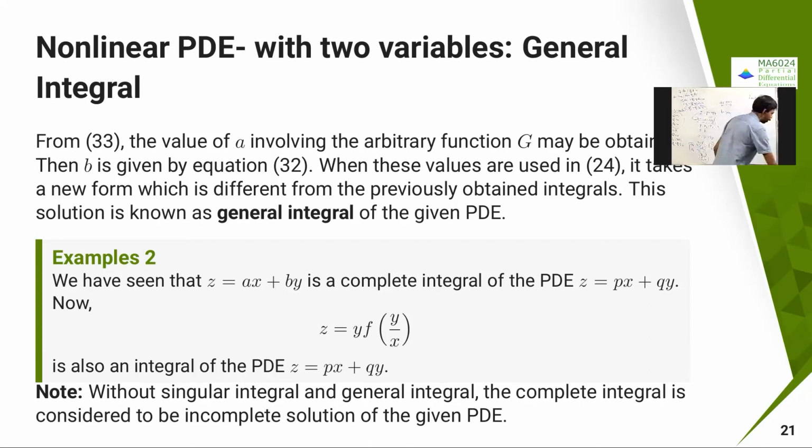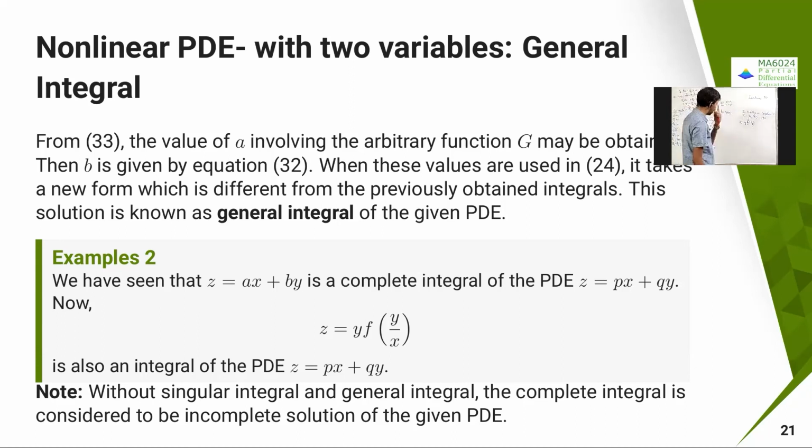Okay, so let us see one problem. z equal to ax plus by. For this equation, we have mentioned that z equal to px plus qy. This is the PDE, and this is the complete integral, which we have seen already. Now, if you see that z equal to y into f of y by x, then this is also a solution of this problem.